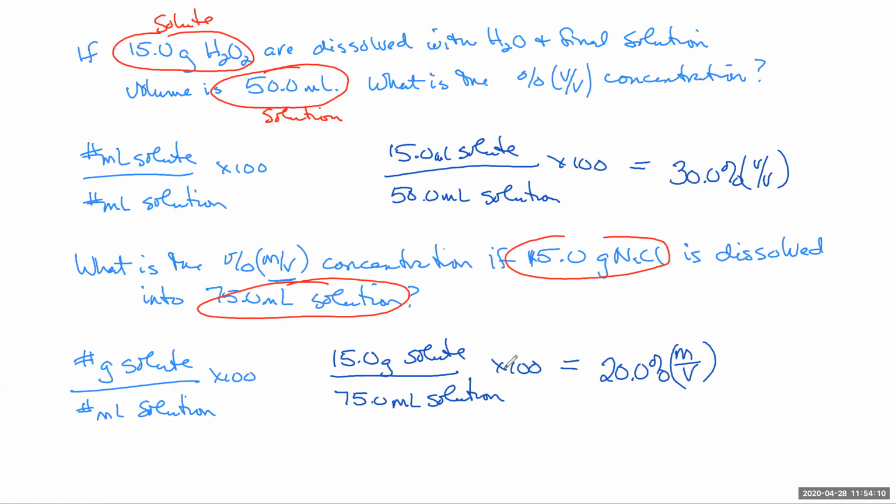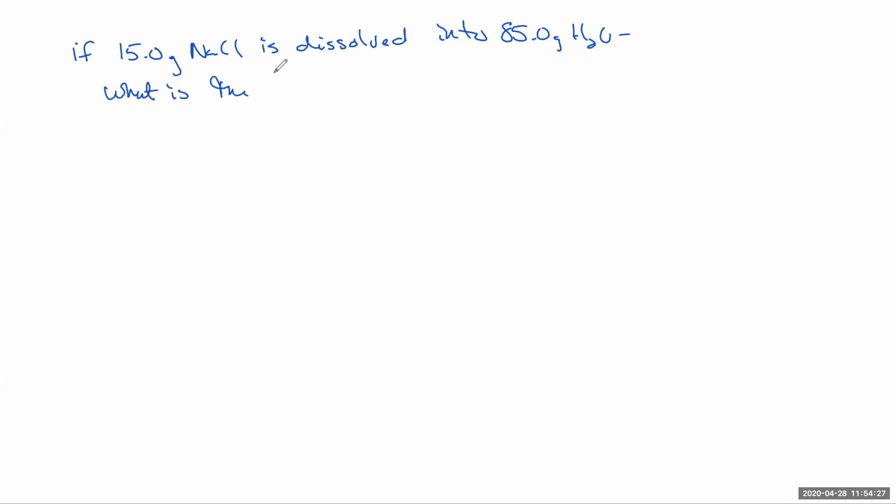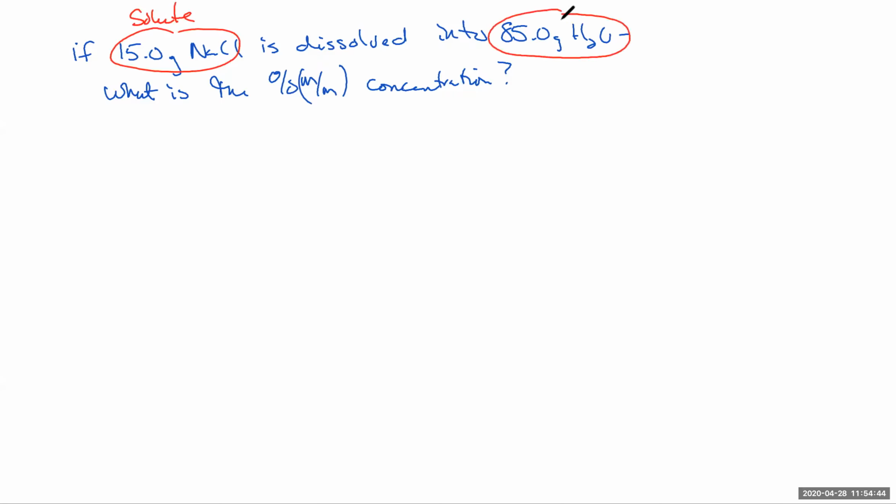The third type of problem would be if 15.0 grams of sodium chloride is dissolved into 85 grams of water. What is the percent mass to mass concentration? Now, what's tricky about this one that a lot of people want to do is this is my solute. This is not my solution.